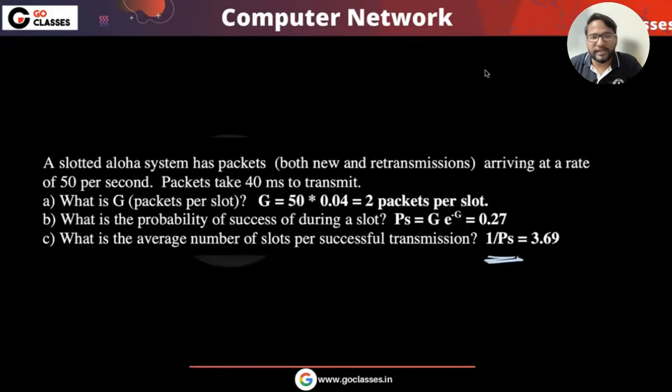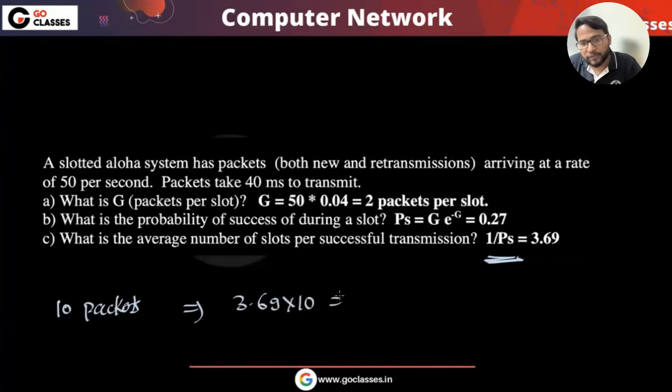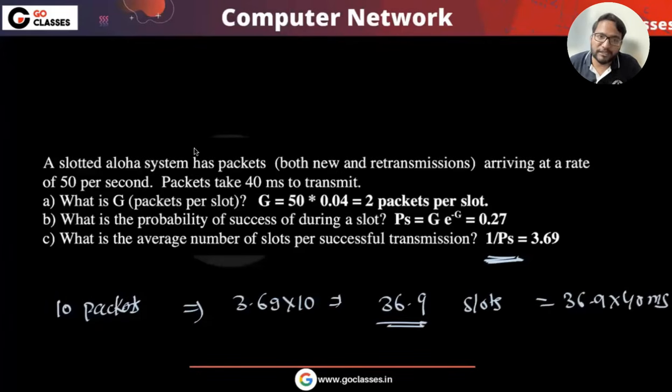If you want to send 10 packets, then how many slots will you need? Then you need 3.69 into 10, which means you need on average 36.9 slots. If the transmission time is also given, then you can say 36.9 into 40 milliseconds is the time that a station wants to transmit 10 packets will, on average, need.